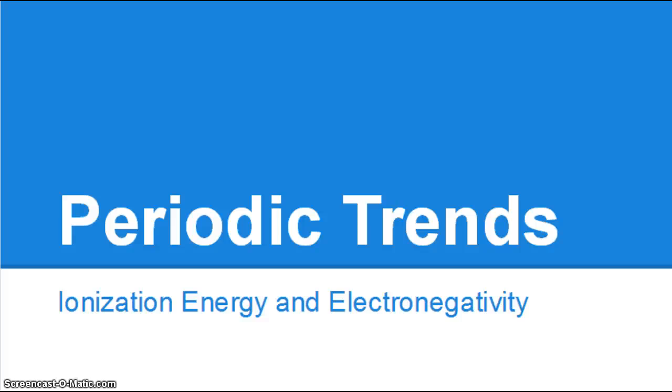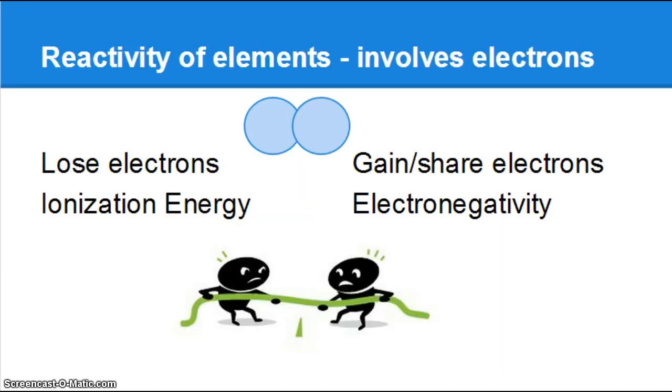Today's lesson is on two periodic trends, and these two items are ionization energy and electronegativity. Next unit is going to be on bonding, and we're going to look at the reactivity of various elements, and this is going to involve the electrons. So why does it involve the electrons?